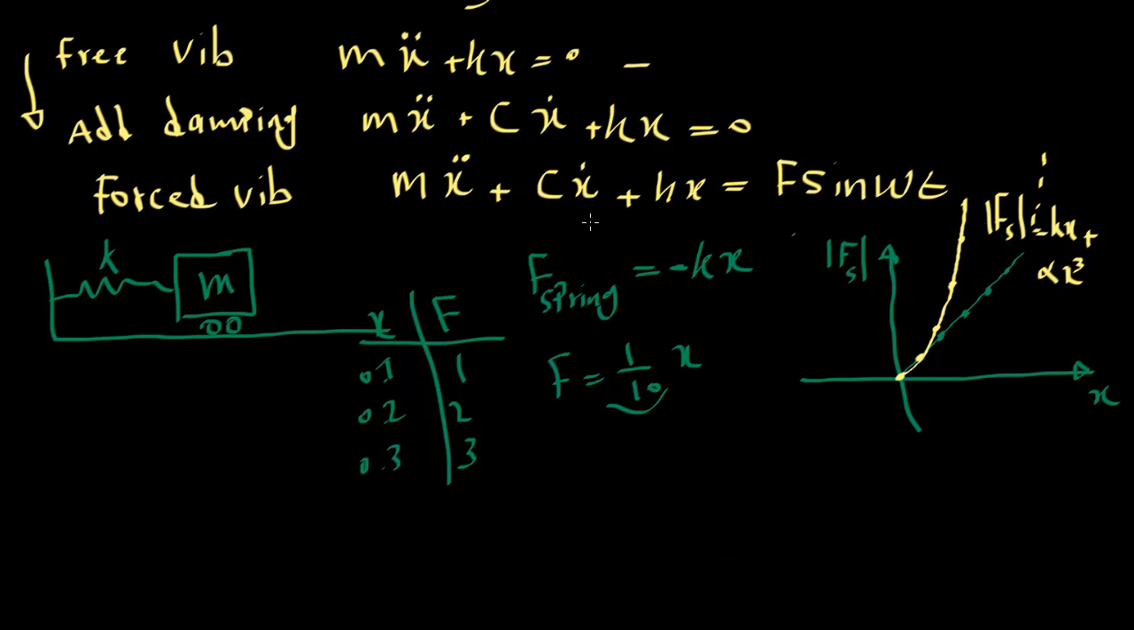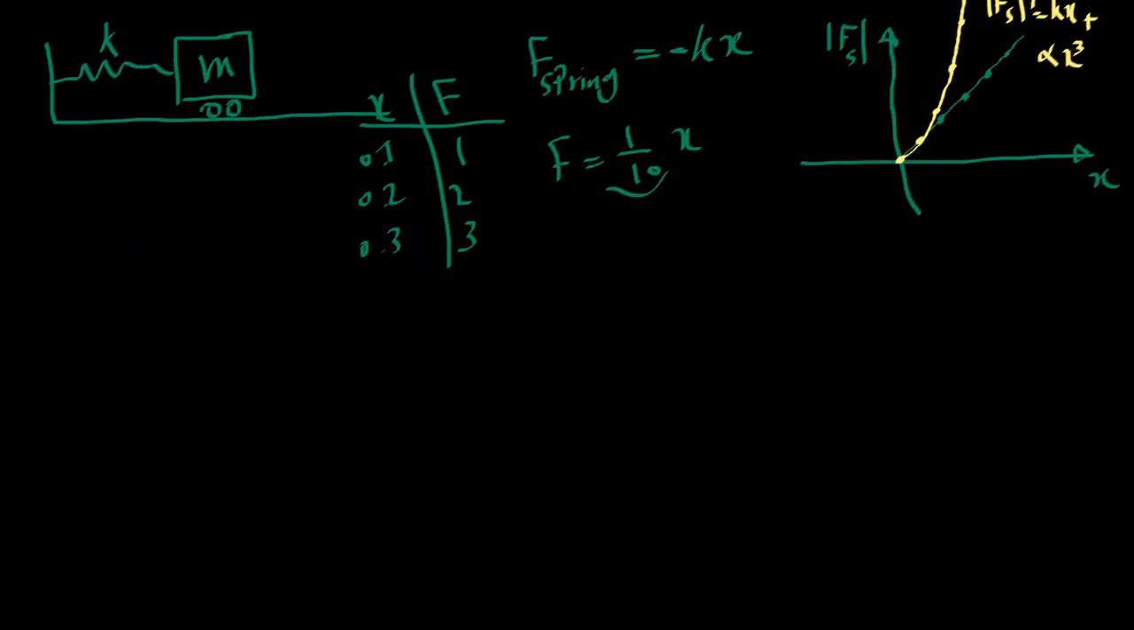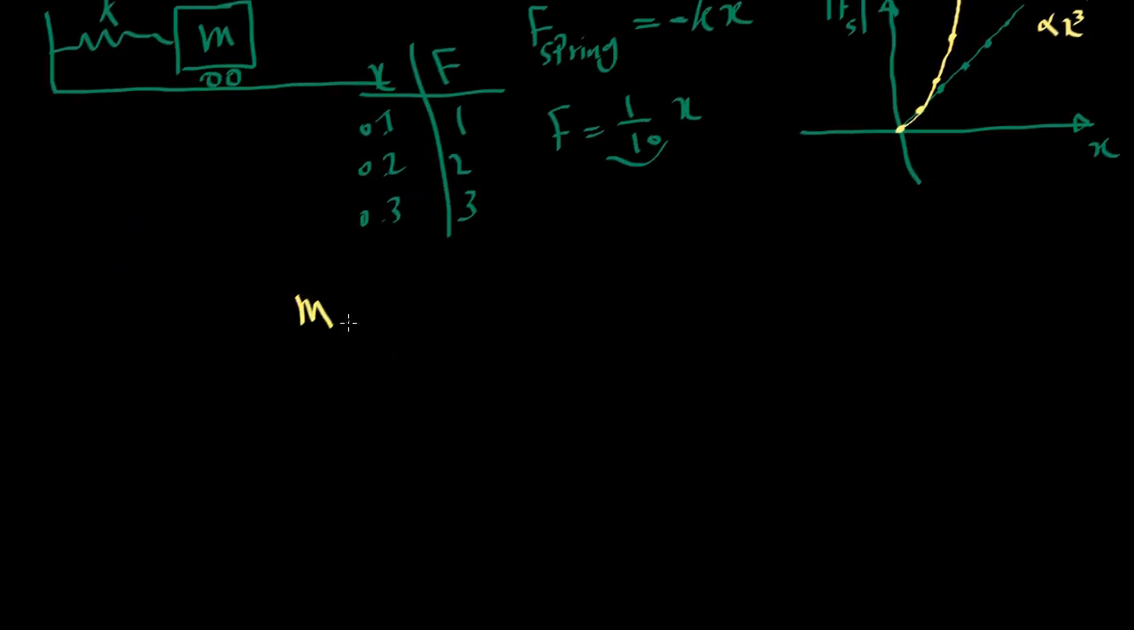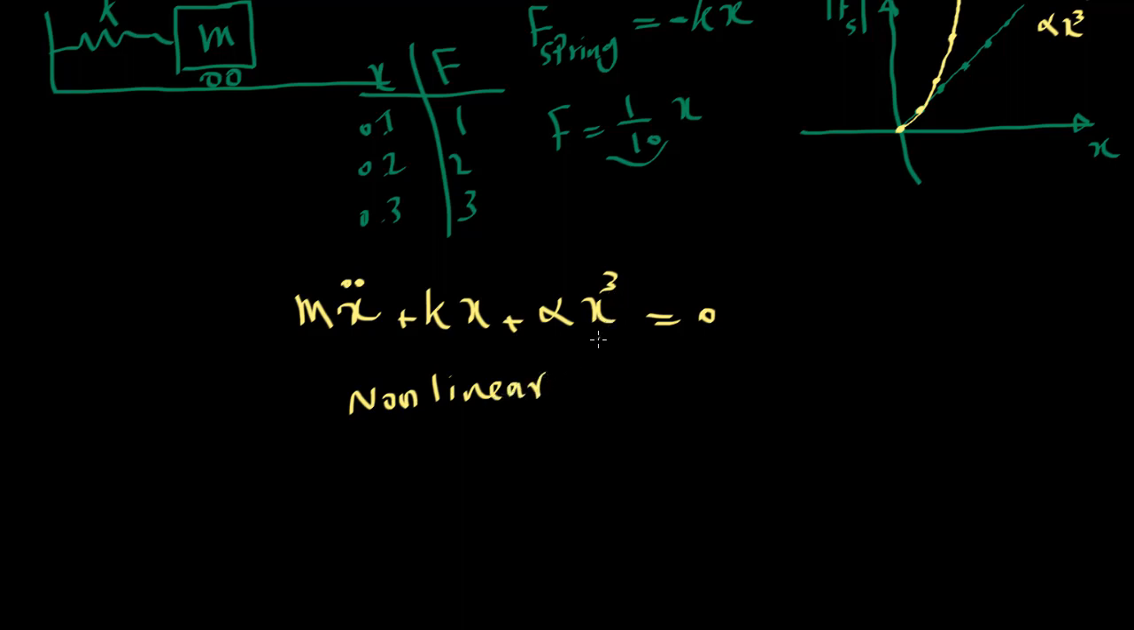If you want to consider this behavior in the equation of motion, what do you get? We will get m x double dot plus kx plus alpha x cubed is equal to 0. So now you have a nonlinear ODE. Why nonlinear? Because you have the unknown function multiplied by itself. You actually have the power of 3 of the unknown function. So this is a nonlinear ODE.